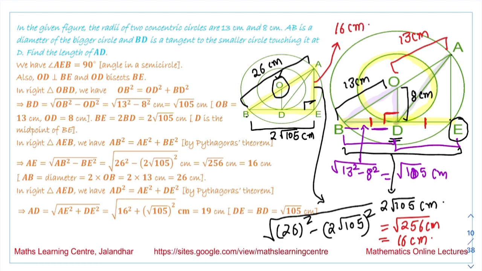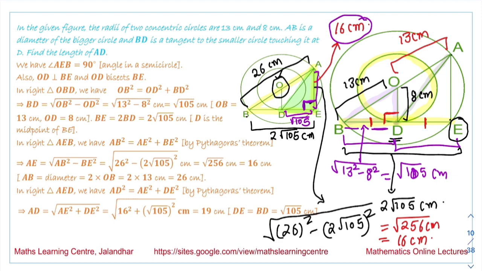Now we have to calculate the length AD. So what values do we have? The value of DE is the square root of 105. The value of AE is 16 centimeters. This angle over here is a 90 degree angle. So consider the triangle DEA. We are talking about this triangle DEA.